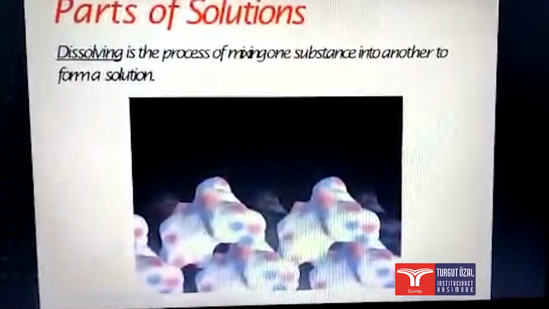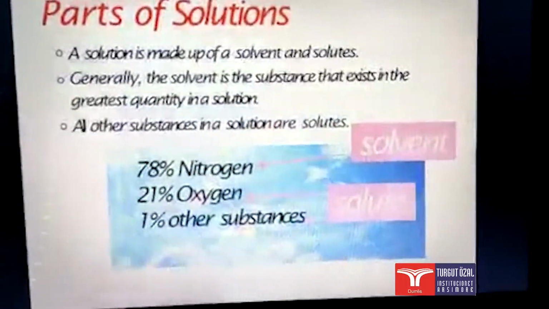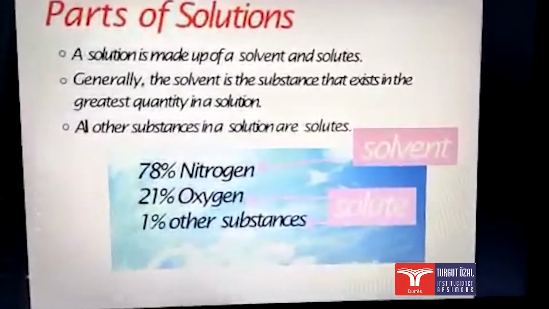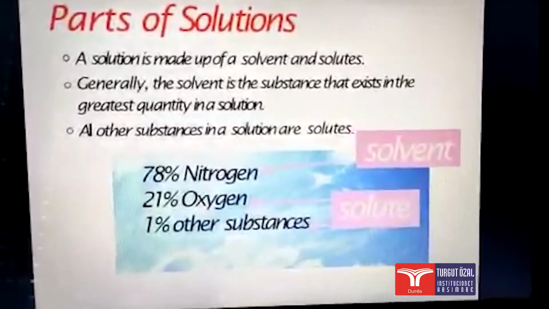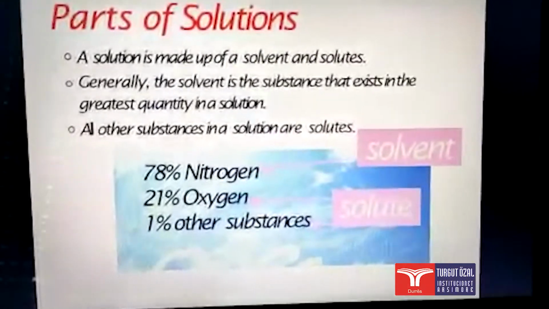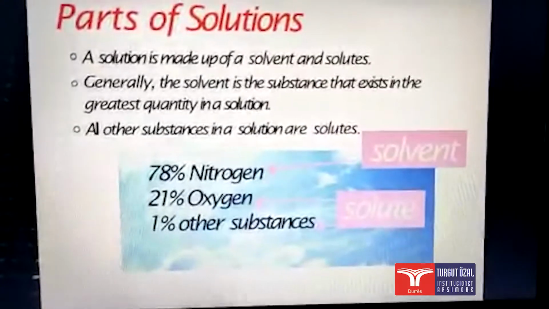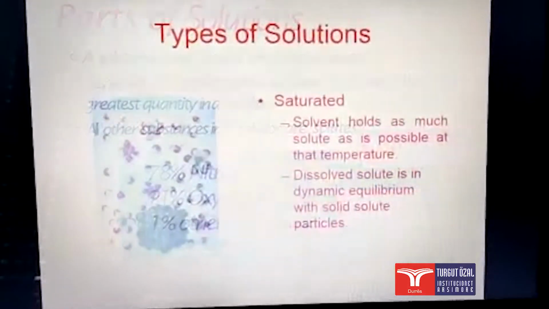Properties of solutions. Some parts of a solution are: dissolving is the process of mixing one substance into another to form the solution. A solution is made up of a solvent and solutes. Generally, the solvent is the substance that exists in the greatest quantity in a solution. All other substances in a solution are solutes.